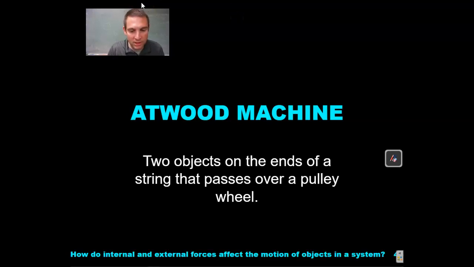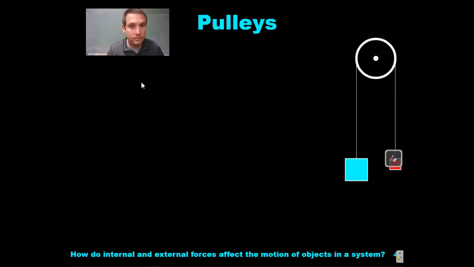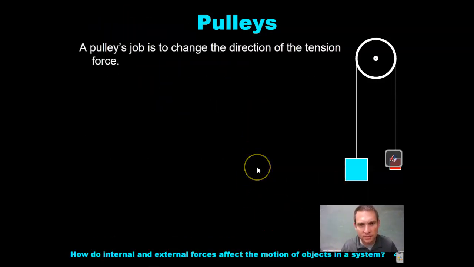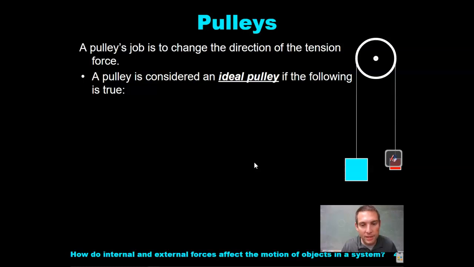The Atwood machine. Two objects on the end of a string that pass over a pulley wheel. So we've looked at these already, perhaps by now. If not, that's fine too. I'm going to act as if we have not. The pulley's job is to change the direction of the tension force. A pulley is considered an ideal pulley if the following is true.